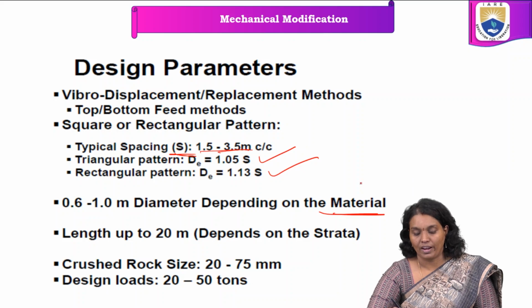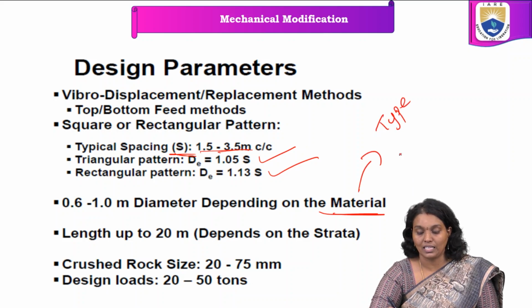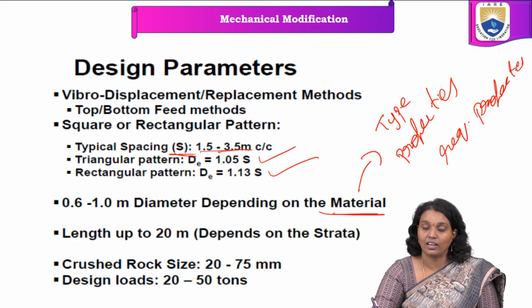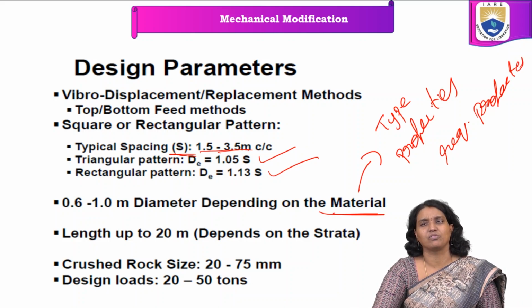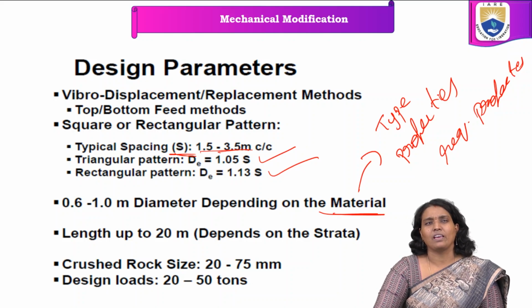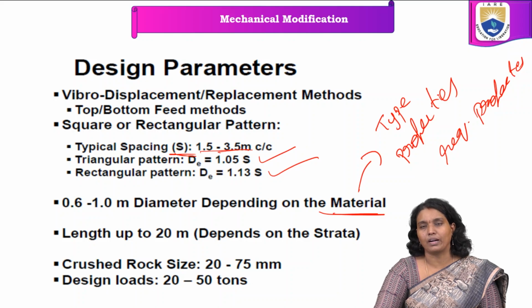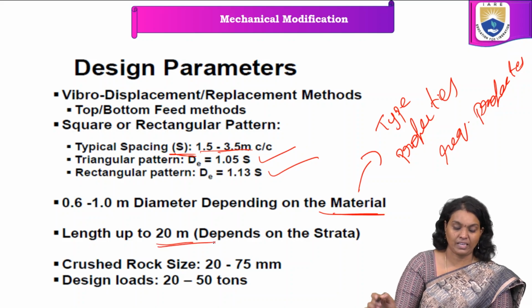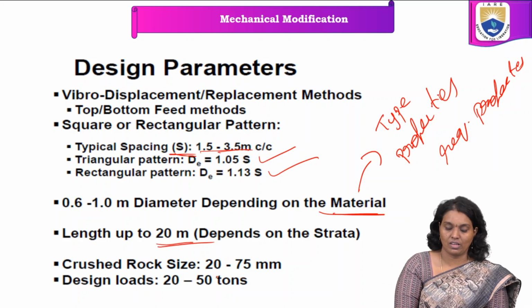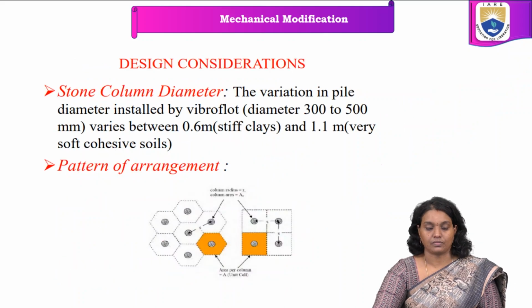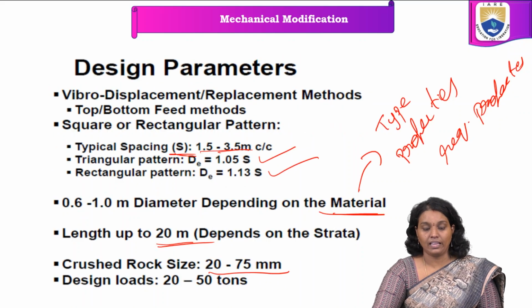Every time, depending on which type of material is there, we look at those properties and which material satisfies the required properties. These are all the various parameters which we are understanding. Those characteristics give a better understanding for giving better improvement to the particular ground. And the length is up to 20 meters, it depends, the crushed rock size is 20 to 75 mm, and design loads are between 20 to 50 tons. So these are the design parameters.